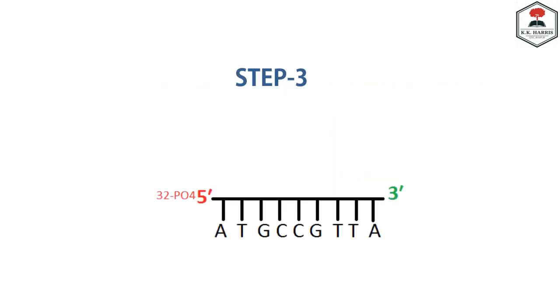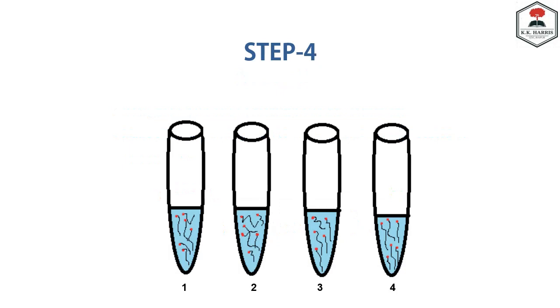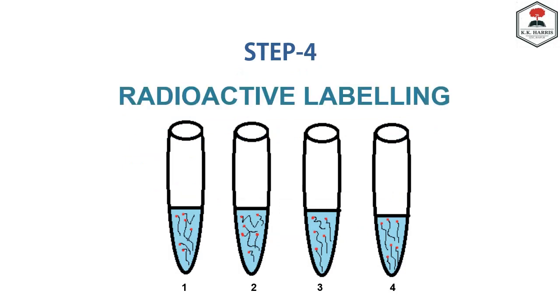Step 3. Now, take one of the fragment bands from the gel. Remove the phosphate at the 5' end and incorporate a labeled one. Step 4. Radioactive labeling.